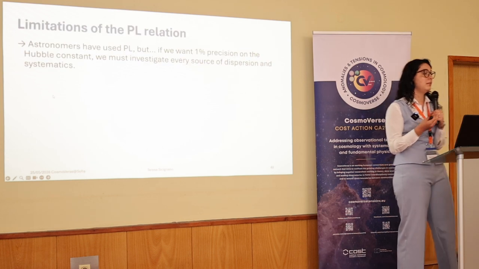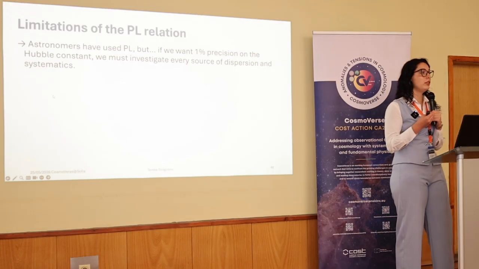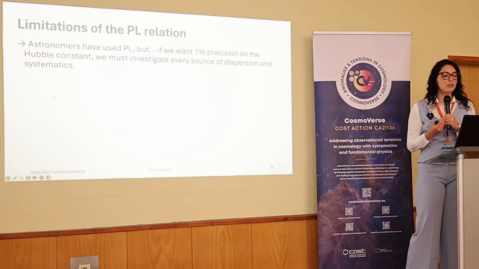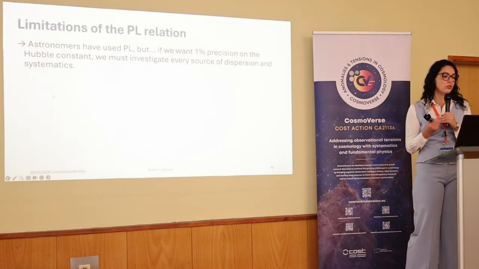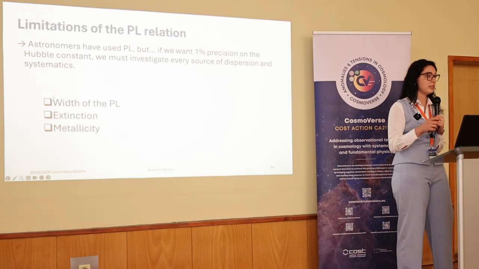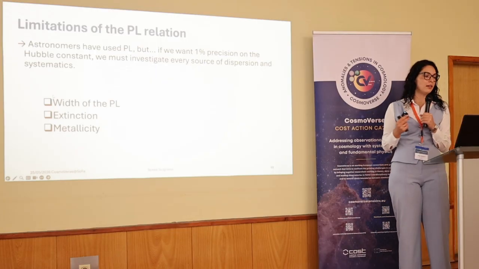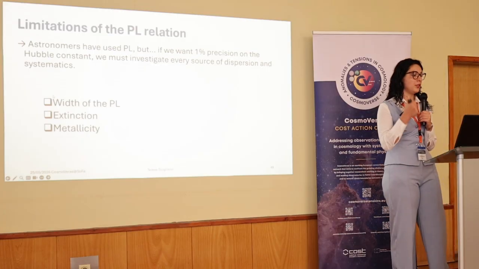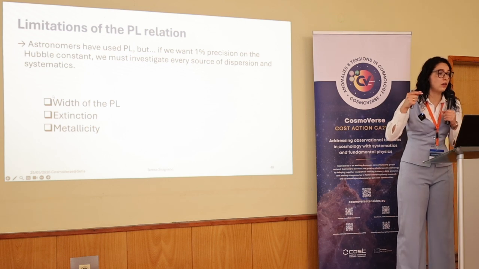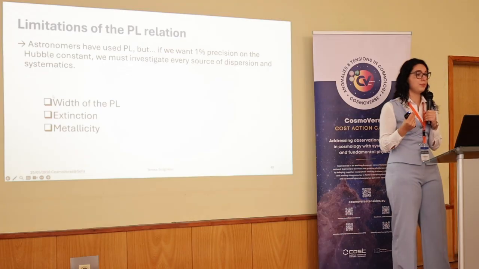But at the end of last century, after all this discussion, there were still some limitations of this period luminosity relation. For this reason, to reach the 1% precision that Luis showed this morning, they had to investigate every source of dispersion and systematics. The three major points that give systematics to the period luminosity relation are, first of all, the width of the period luminosity relation, because if you remember, it is a projection of the period luminosity color plane. Second, the extinction.